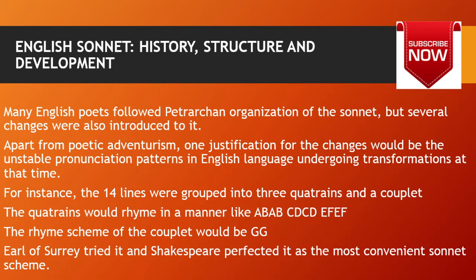So one good change that the English poets introduced was that instead of following the Petrarchan form of the octave and the sestet, they followed 3 quatrains and a couplet. So the Petrarchan sonnet was actually 8 plus 6. So they would form 14 lines. And here mostly in English sonnets we see 3 quatrains and then a couplet. So this was one change in the form of Petrarchan sonnet by the English poets.